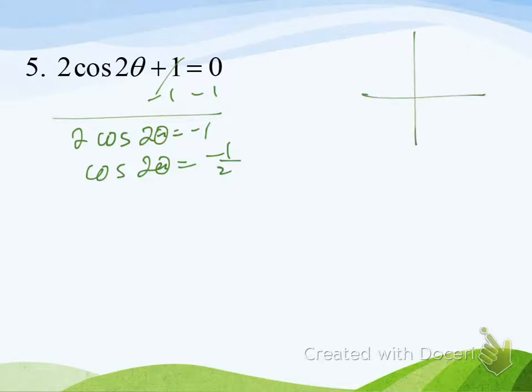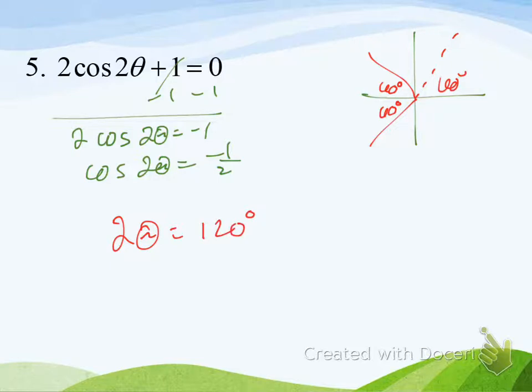So we do our quadrant analysis. Cosine is negative, which is going to happen in quadrant 2 and 3. In quadrant 1, cosine is 1/2 at 60 degrees. So that means the distance from the horizontal is 60 degrees. That means that the possible values that 2 theta could take are 180 minus 60, or 120, and 180 plus 60, which is 240.